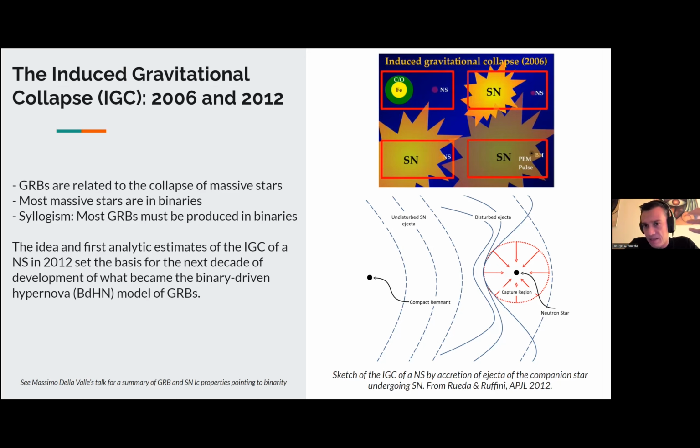The neutron star does not necessarily reach the critical mass for gravitational collapse, and anyway it leads again to a gamma-ray burst, but of a different kind. So there are different phases, different possibilities. I will come to that.